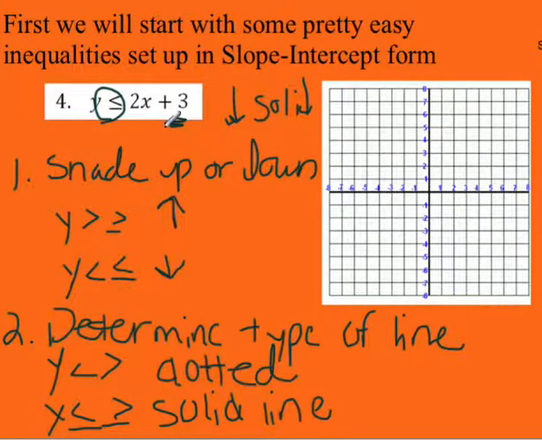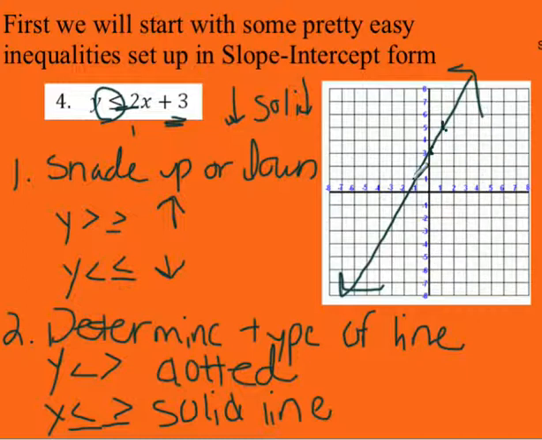So I'm crossing the y-axis at 3. Then from 3, I'm going up 2 over 1. Okay, so remember when it's just a number, that's the same as 2 over 1. So now I'm going to graph, and I'm going to have a solid line because it has a line underneath. And now I need to shade up. Or sorry, I need to shade down. So what does that mean?